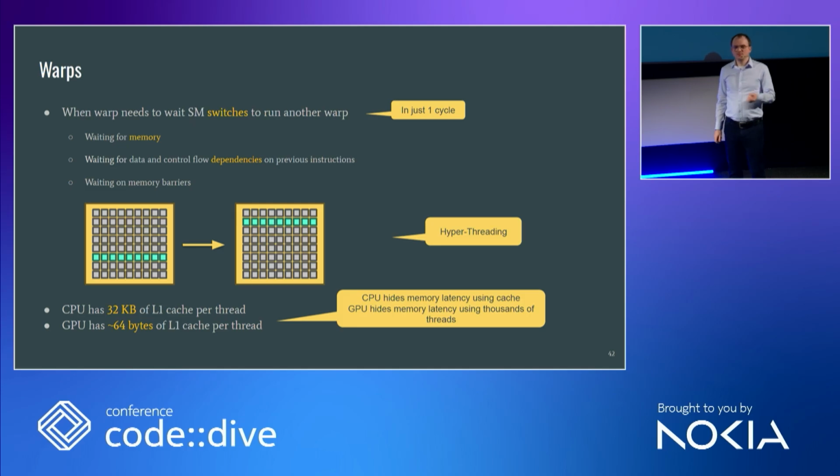So while a CPU has 32 kilobytes of cache per core, a GPU has bytes of cache per thread, bytes. So virtually no cache at all on a GPU. So the CPU is hiding memory latency using cache. And the GPU is hiding memory latency by massively oversubscribing with work, and with work that is instantly ready to run.